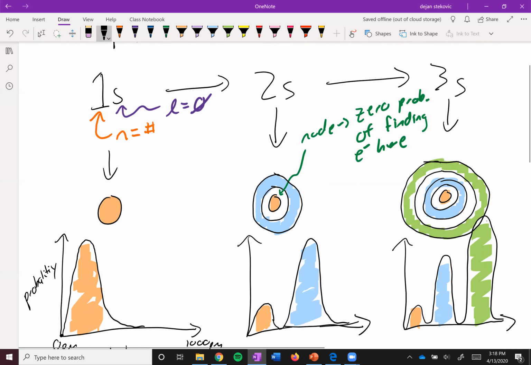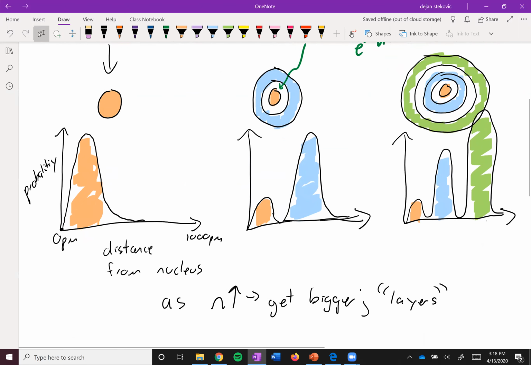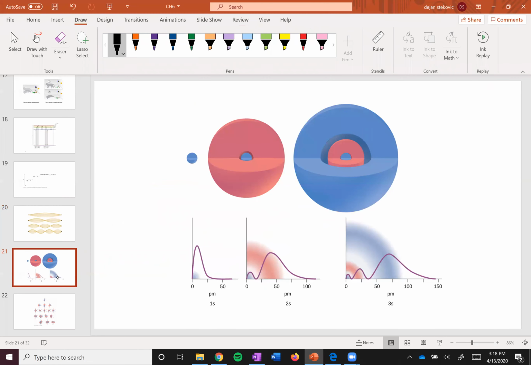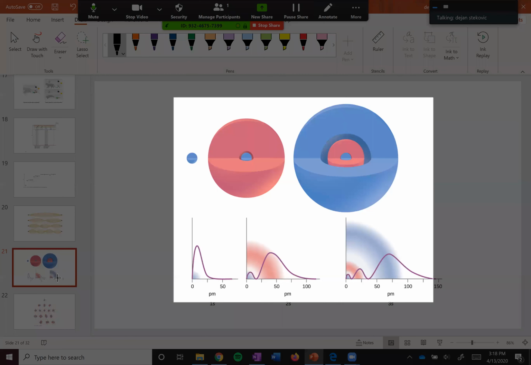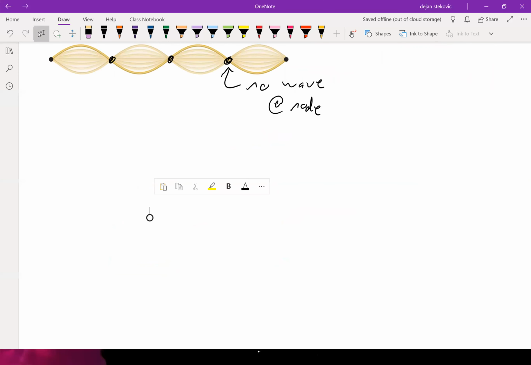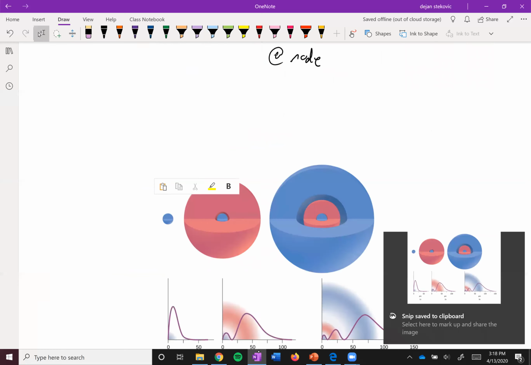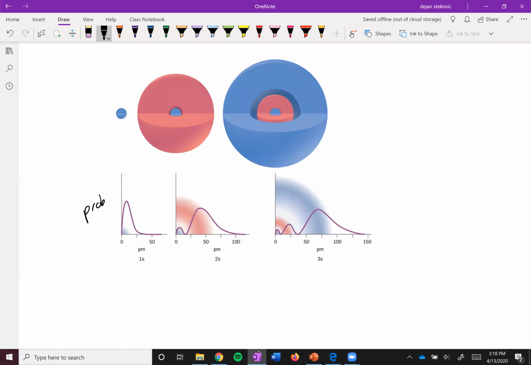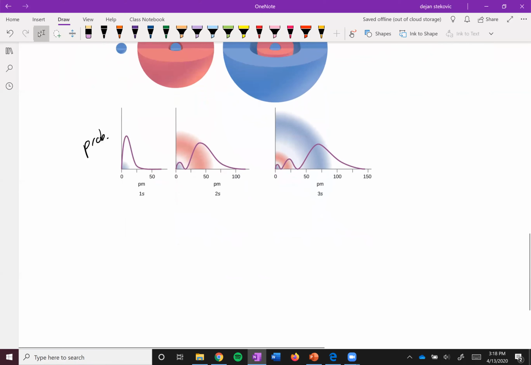But really what I want you to know is as n increases, our orbitals get bigger and bigger, and they have this kind of layering look to them. It's kind of the same thing I was drawing, just slightly better picture. So you can see the 1s, the 2s, and the 3s orbital there, right? Same pictures we were drawing, and then this right here is probability, right? The probability that your electron is going to be there.